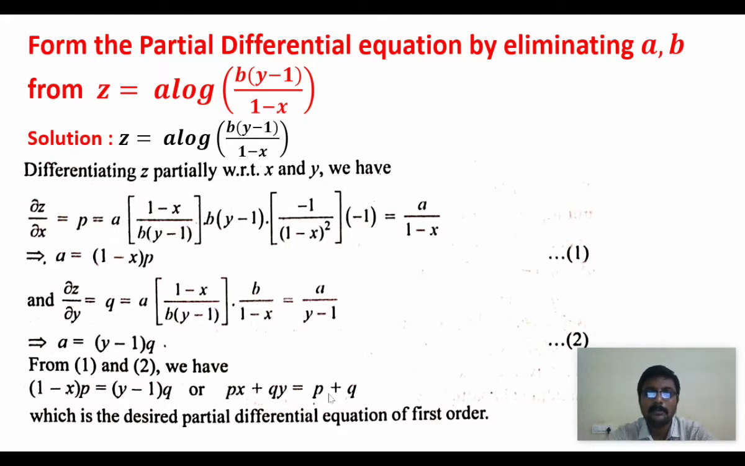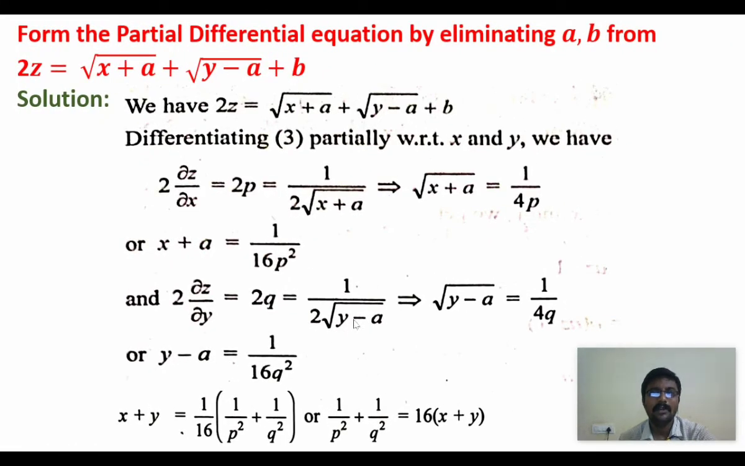So easily we can obtain the partial differential equation just by eliminating the arbitrary constants a and b. For this, we just have to differentiate partially with respect to x, and don't forget, while differentiating partially with respect to x, keep y as constant, and while differentiating partially with respect to y, keep x as constant. And the notation is important, that is ∂z/∂x is p, ∂z/∂y is q. So replace ∂z/∂x with p and ∂z/∂y with q and equate the a values, small a values. So we'll get the required partial differential equation of first order.